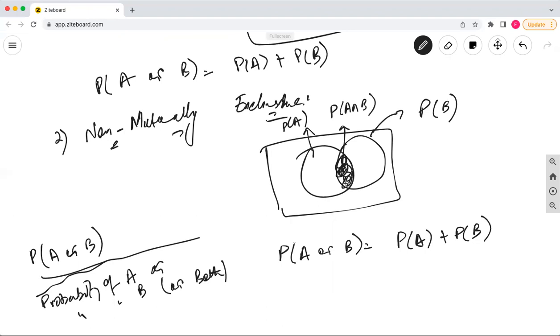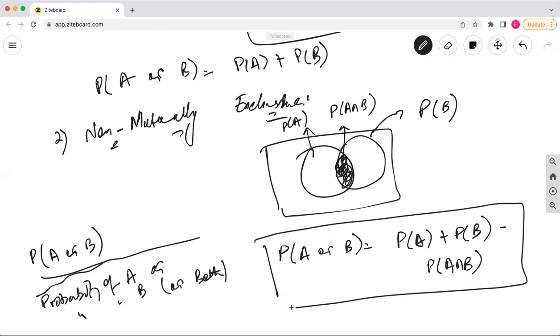But there is an issue. The issue is we have counted this thing twice, right? So that's why we need to remove these things once. Now this is the probability of A or B. The only difference from the mutually exclusive case is that here we are counting this twice because there is overlap. You need to consider this only one time.